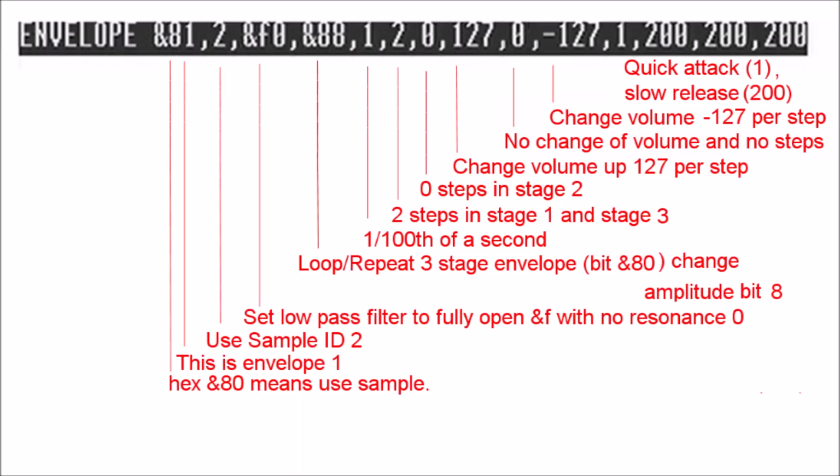We've got a flag that says use sample, which is this hex &80 value, the envelope number. There are 128 envelopes available. Which sample ID to use, since we're using samples, not waveforms. We have a filter that can soften and brighten the sound. We're going to leave that fully open. Then we're going to repeat this envelope where we turn the volume up and down really quickly. And we have to step it up in steps of 127 because the way I've designed it, it only steps up to 100th of a second.